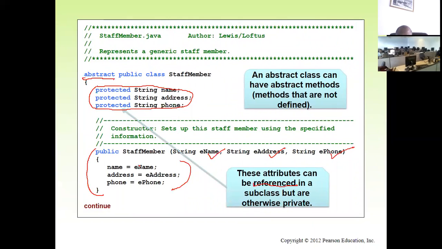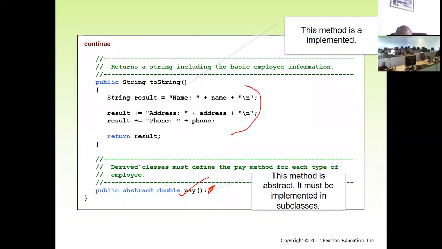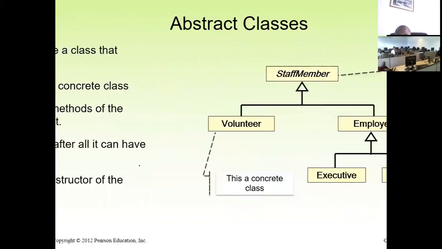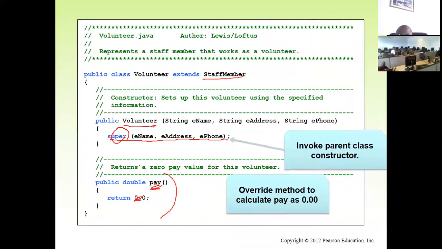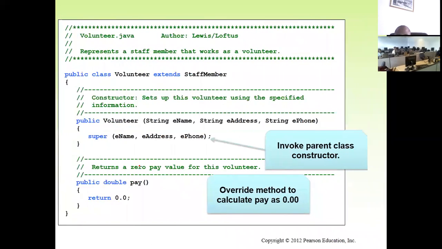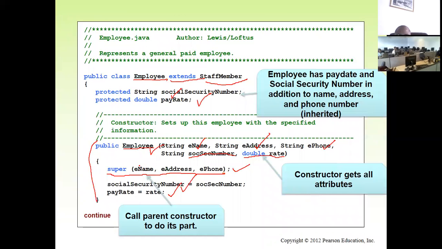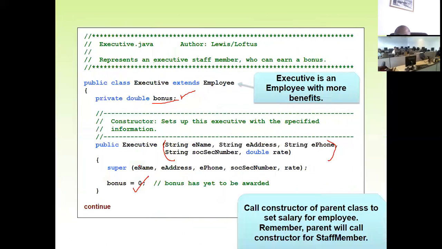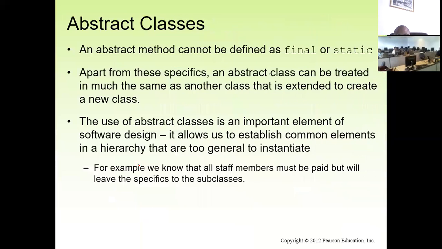A staff member gets paid, right there. But depending on the staff member, the pay is defined differently. So the volunteer gets no pay. The employee has a pay rate. And then the executive gets a bonus in addition to his pay. So we are saying that every staff member must have something that determines what their pay is. But the specific type of staff member that you are is what determines how much, when, and how you get paid. Yes?